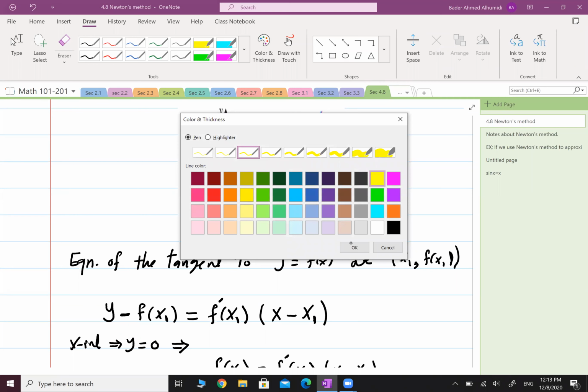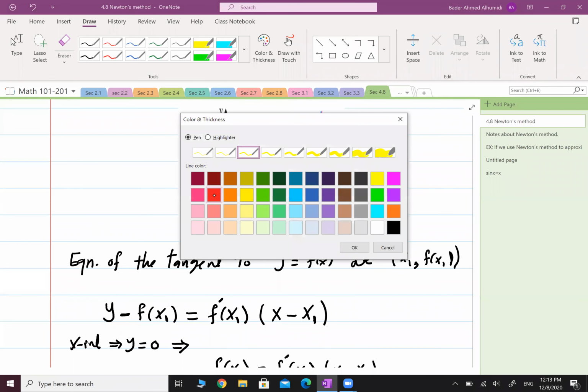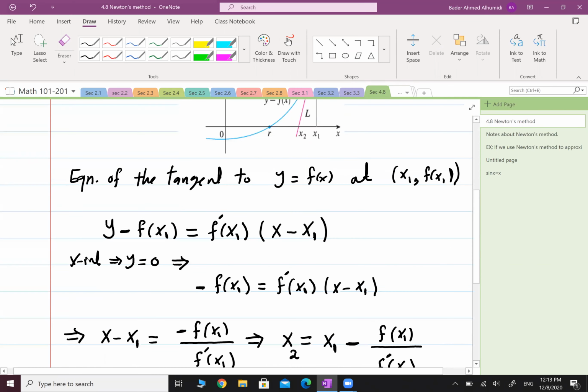What will I do with x3? I will go to the graph here. Maybe I need to choose the red one here. I will go to the graph and I will draw a tangent line. And I will take the x-intercept. This will give me x4. I go to x5 and so on. So what's happening here? We are getting better values for the root as we go, more iterations of Newton's method.